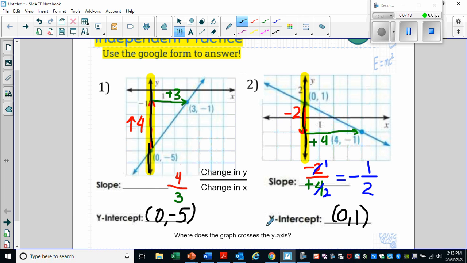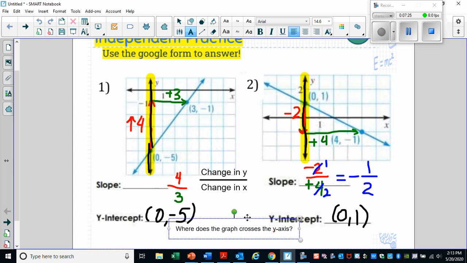So for the y-intercept, x is always 0. Always, always, always, if need be. That's the other part of the hint: x always equals 0. So that's always something to think about when you want to determine the y-intercept. X, the first value, is always 0.